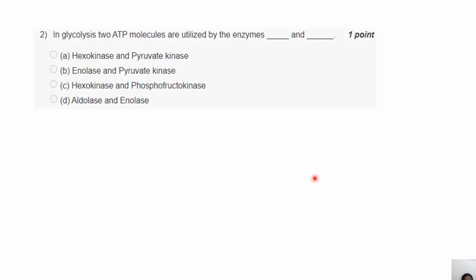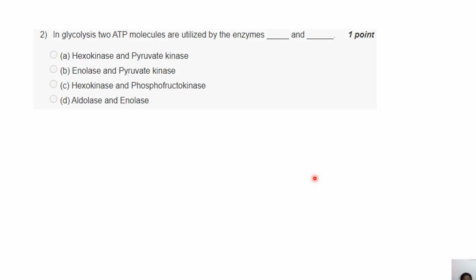Okay, so in glycolysis, two ATP molecules are utilized by the enzymes dash and dash. So what are the two enzymes? The options are A. Hexokinase pyruvate kinase, B. enolase pyruvate kinase, C. Hexokinase phosphofructokinase, and D. Aldolase enolase. Which one do you think is the correct answer? I'll wait for 2 minutes. One of you can try and answer me.